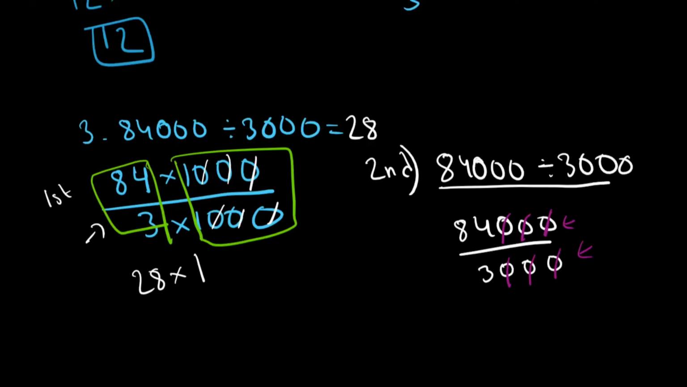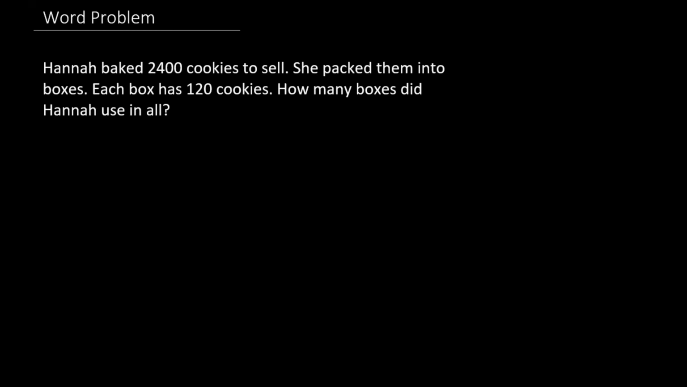Okay? Now we do 84 divided by 3. As you know, a few seconds ago, in the first method, we did 84 divided by 3 and we found out that it's 28. So our answer is 28. No matter which method you do, the answer is going to stay the same. Now let's do a word problem.